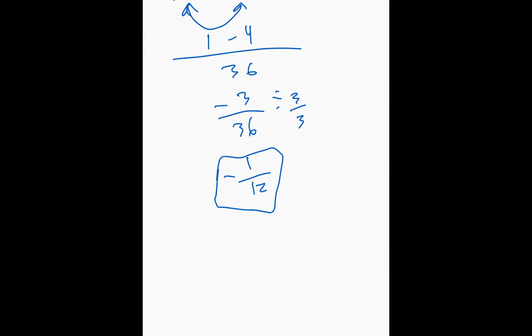Then number 4. What rhymes with 4? More. Let's do problem 4 because we love it even more. And it says -1/2 divided by -2 over 7.